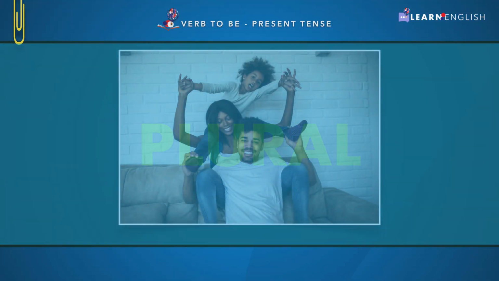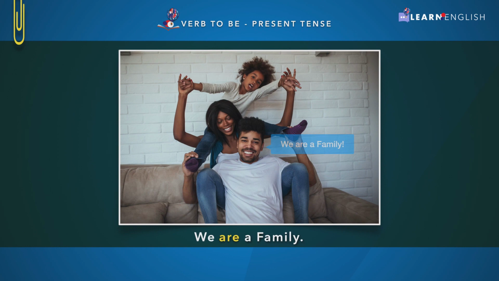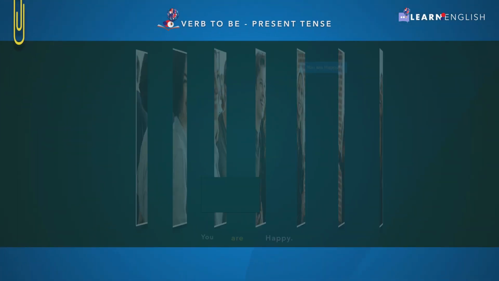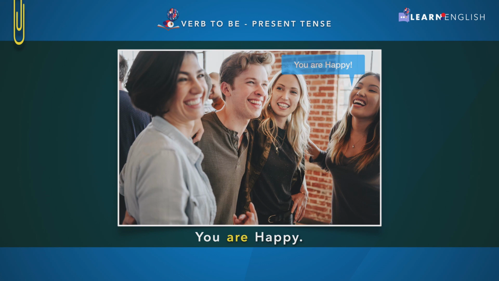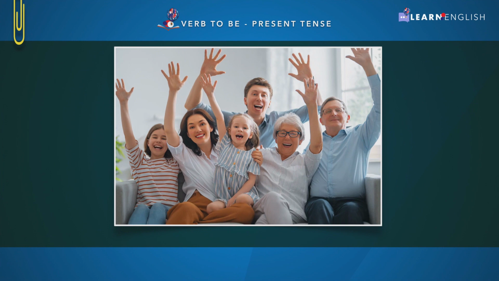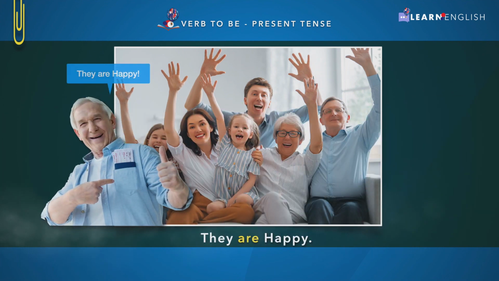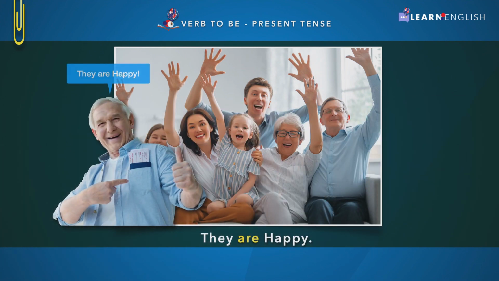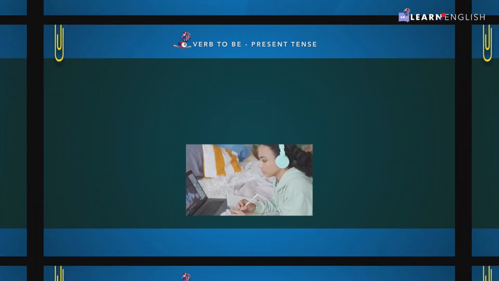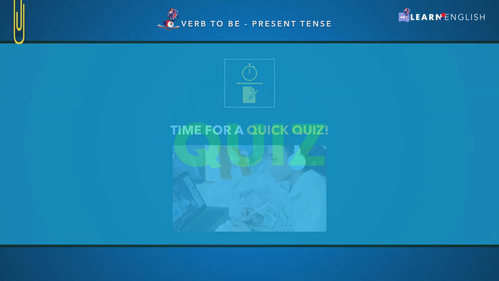Now, let's see with plural nouns. We are a family. You are happy. And finally, they are happy. Great. Now it's time for a quick quiz.